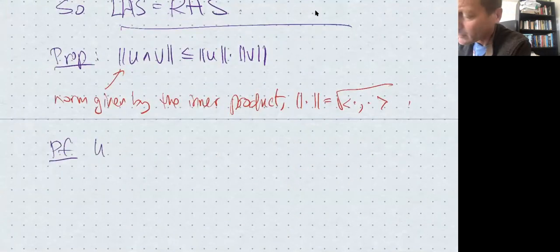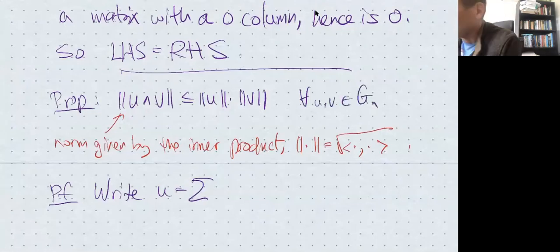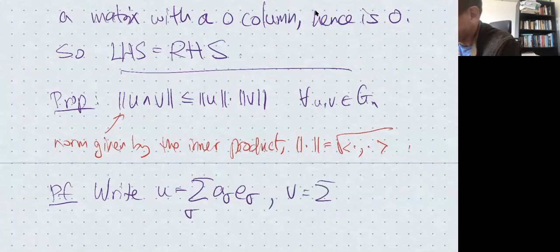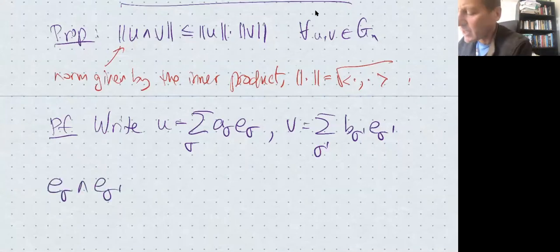This is an easy proof. This is valid for all U and V in the Grassmannian algebra. We take two elements of the Grassmannian algebra, and let's write them in coordinates. Now what happens when we wedge two multi-indices sigma and sigma prime?